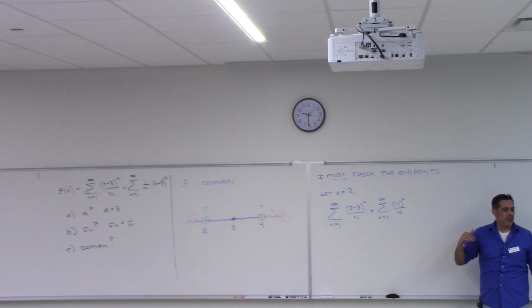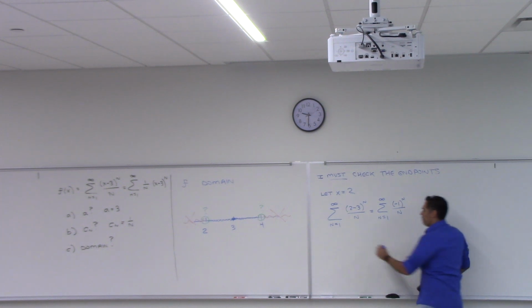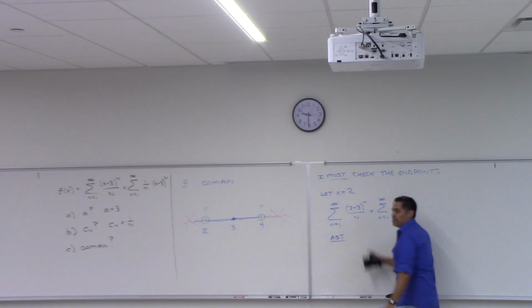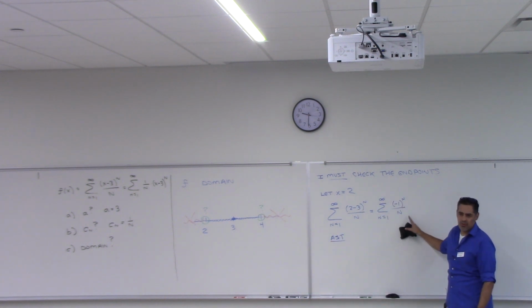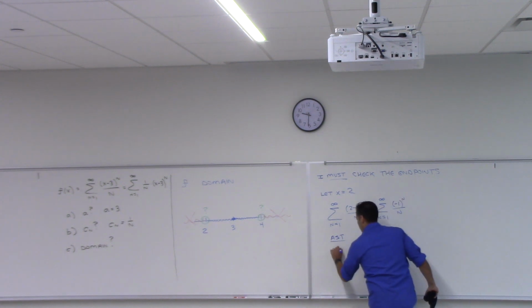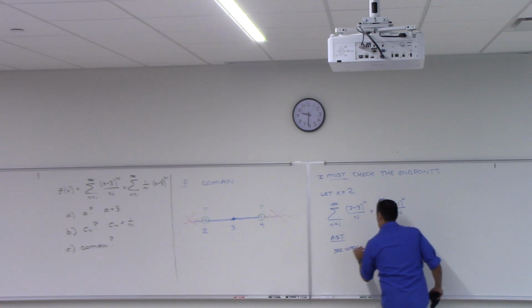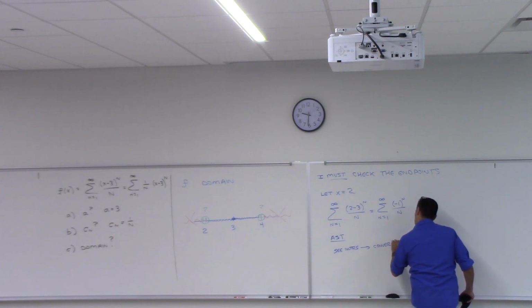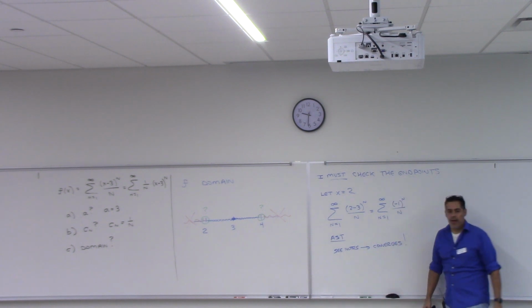Right? So we run the test. Alternating series test. Now, see your notes. We already did this. I'm not going to go through the whole thing again. We did that exact problem in your notes, and we found that this converged. Okay, it converges.